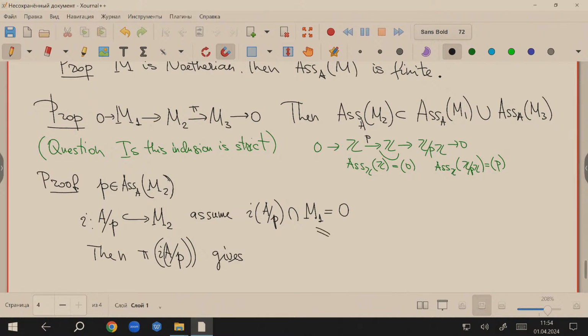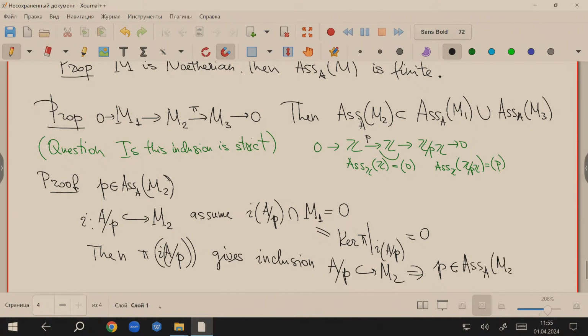So this is equal to the kernel of pi restricted to I of A mod P. Yeah? So you restrict pi to the submodule, the kernel is 0, and this gives inclusion of A mod P inside M2. So this means that P is in the set of associated ideals of M2.